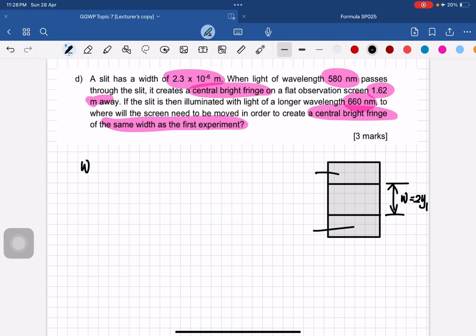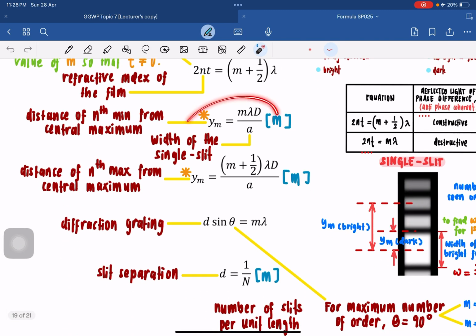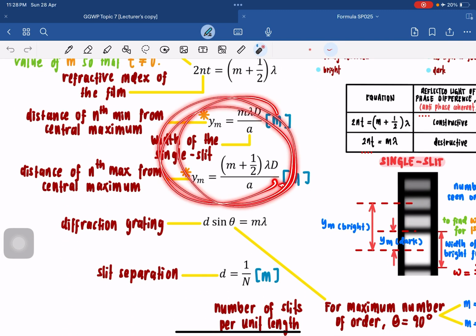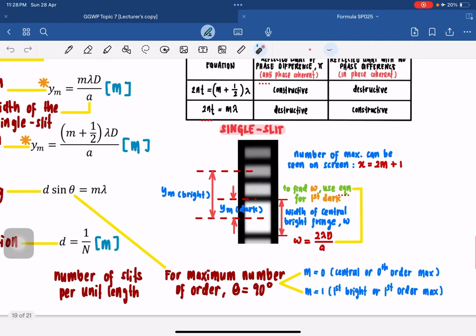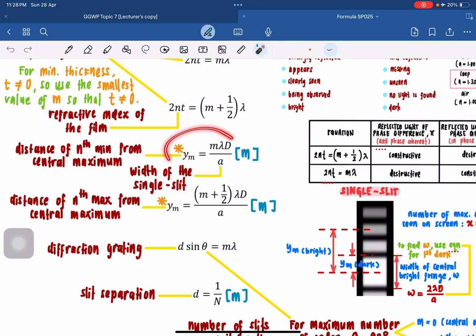So konsep yang ini ni, dia tidak bagi dalam formula sheet. If you refer your formula sheet, the only formula yang kena bagi is this untuk single slit. Okay, tapi dalam formula saya ni, saya sudah tulis di sini lah. Untuk cari the width of the central bright fringe, you have to use this formula. Okay, kenapa? Sebab it is always double the width of the first dark fringe.